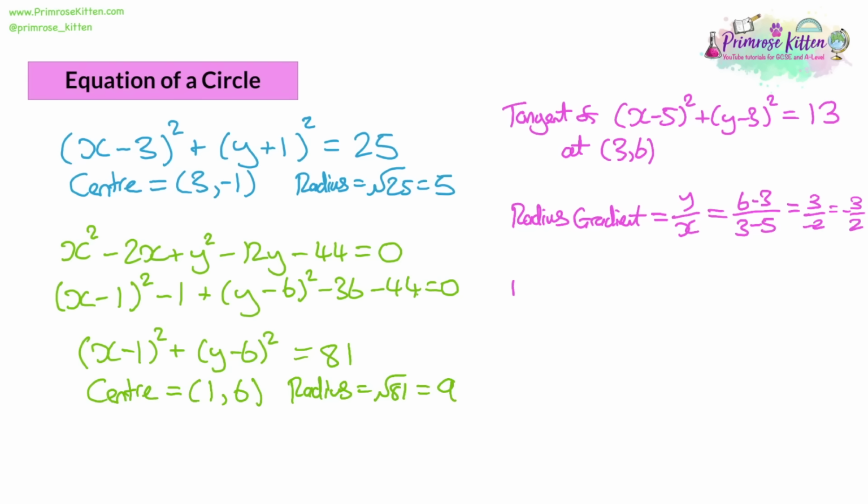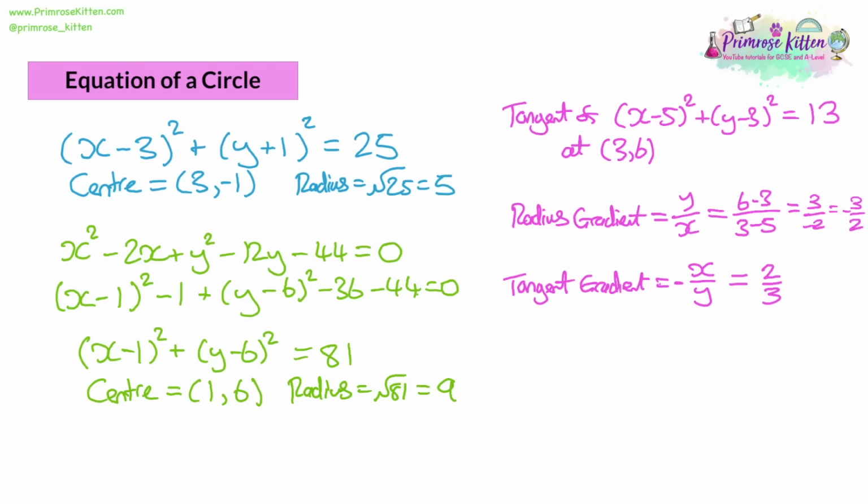Now we can find out the tangent gradient. The tangent gradient, because it's at a right angle, is a perpendicular line. So it's going to be a negative reciprocal. So it's going to be negative x over y rather than y over x. So the gradient's already negative, a double negative will be positive, and then we flip the fraction upside down. So the tangent gradient is going to be 2/3.